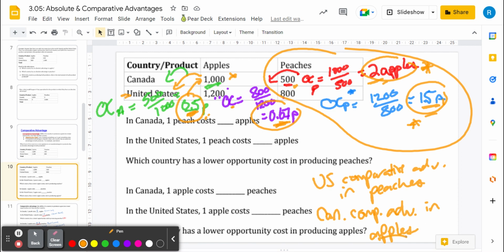So what we calculated here is that Canada should specialize and only produce apples, and America should specialize and only produce peaches. And if they were to do that, what you'd end up getting is actually the optimal solution that would get you the most of each good to each country.